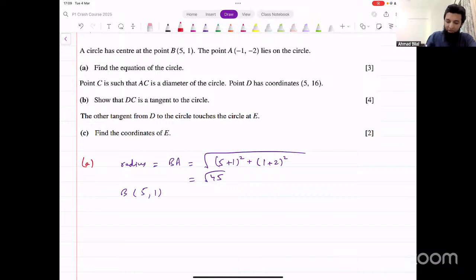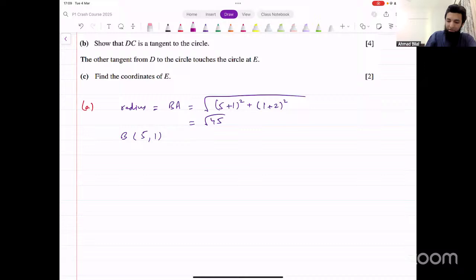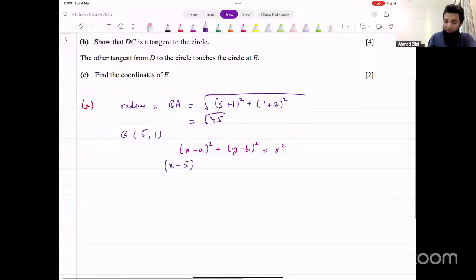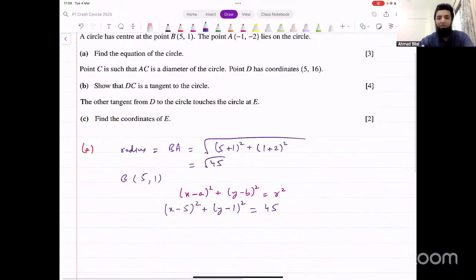So we have both things that we need to write down the equation. The standard form is (x minus a) whole squared plus (y minus b) whole squared equals r squared. Now this becomes (x minus 5) whole squared plus (y minus 1) whole squared equals r squared, which is square root of 45 whole squared. And that's the equation. You can simplify this to equals 45, and that's it. That's the equation that we were looking for. Okay, so that's the first part. That's fairly straightforward. Let's look at the next one.